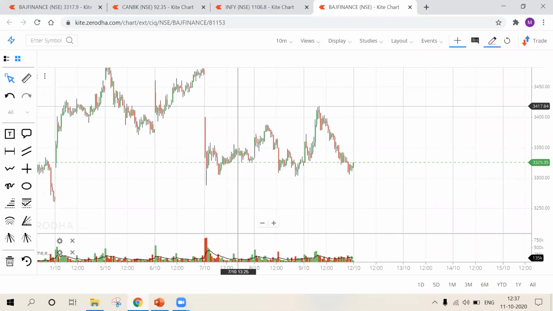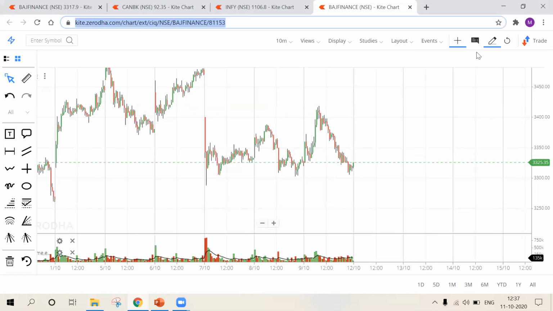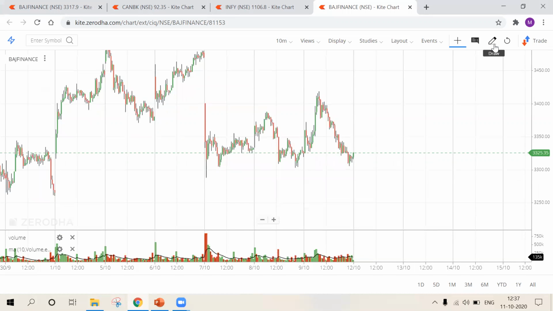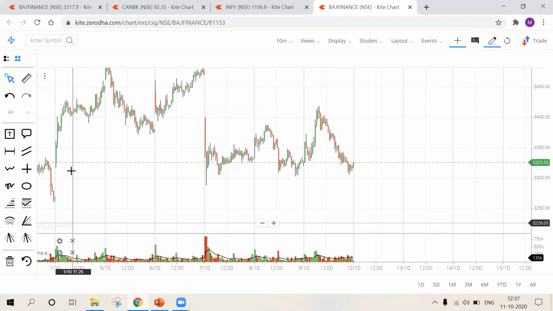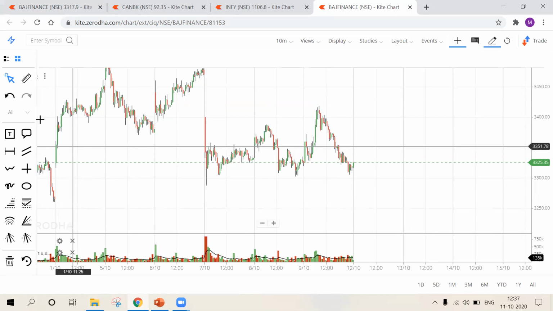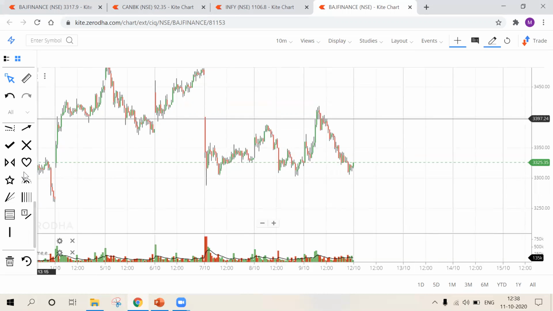To draw support, you need to click on this pencil icon. This is the Zerodha stockbroker, which I use. And to draw a support or resistance, you need to click on this drawing tool, this pencil icon. Once you click on it, there will be a left panel at the left end of the screen, which includes all the drawing tools.